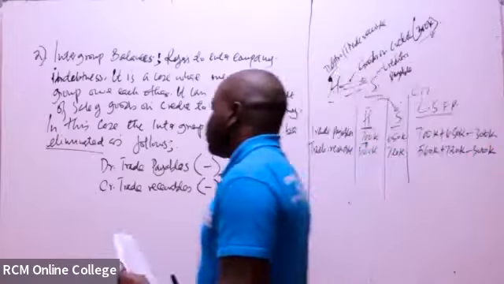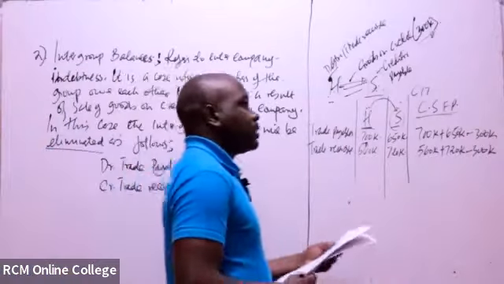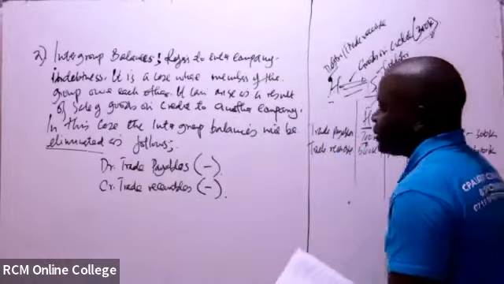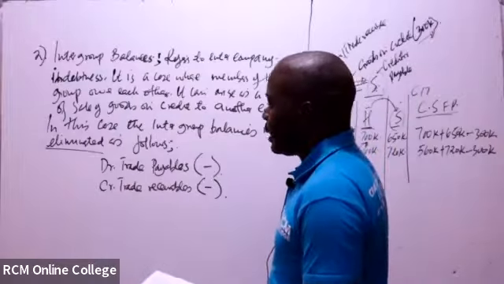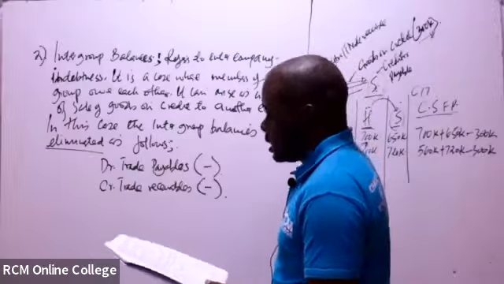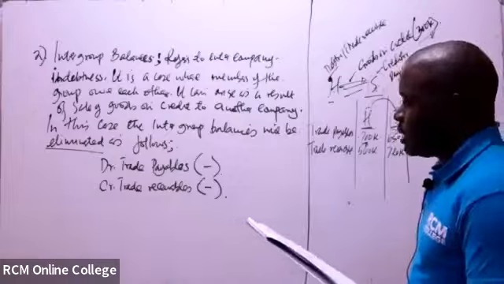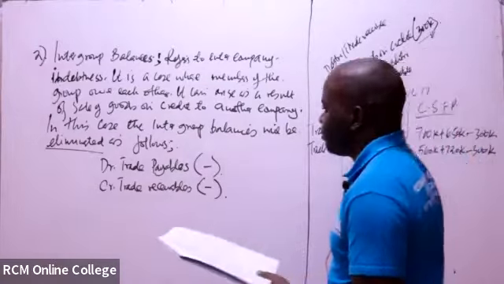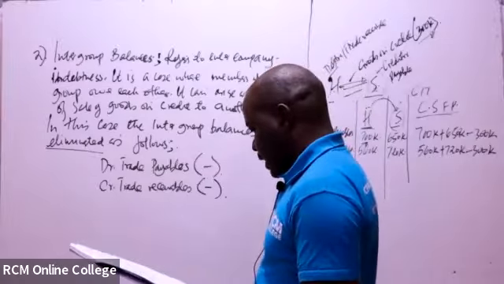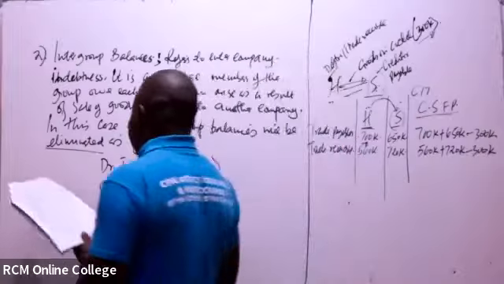So before eliminating the intergroup balances, full stop, then you will say the following entries will be passed in the books of accounts.